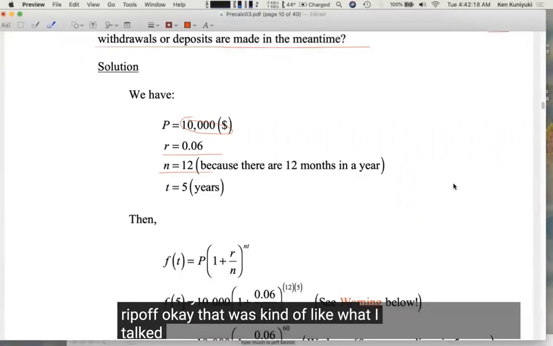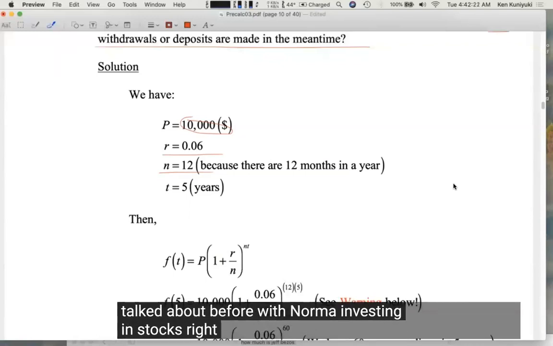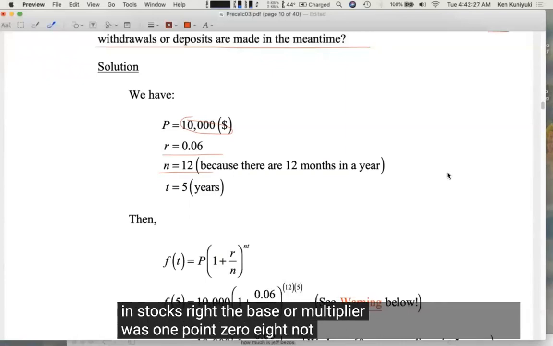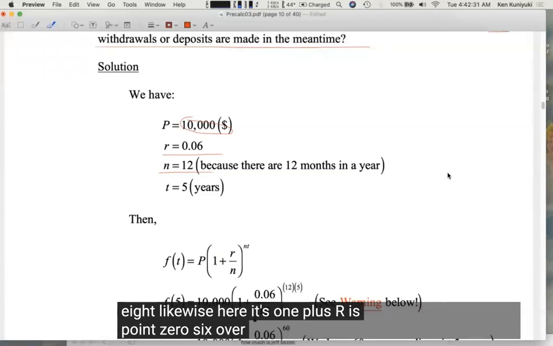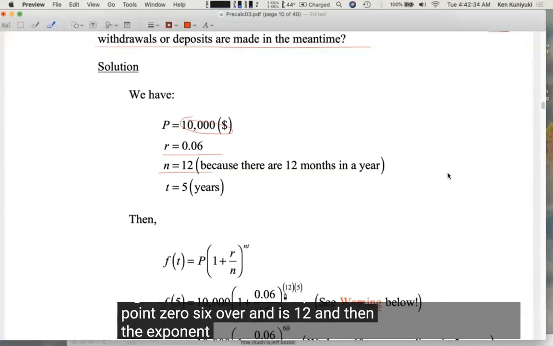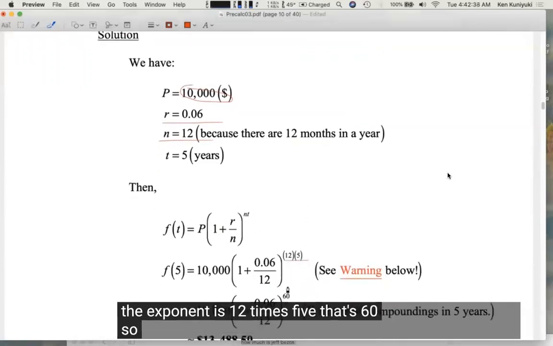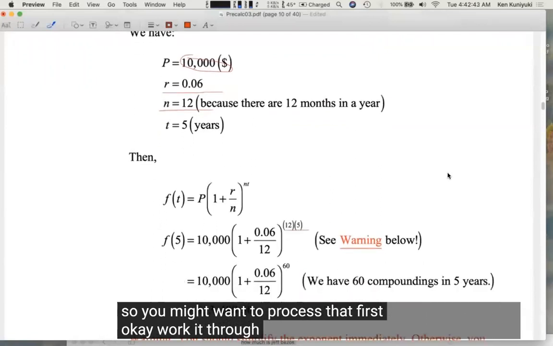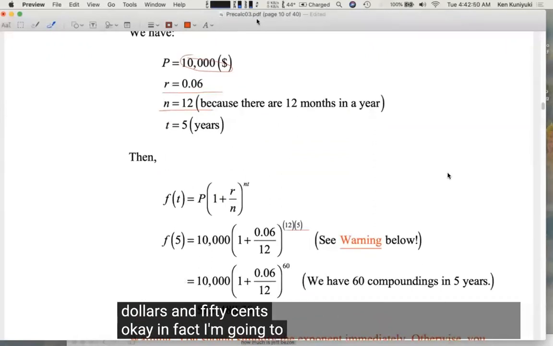That was kind of like what I talked about before with Norma investing in stocks, right? The base or multiplier was 1.08, not 0.08. Likewise here, it's 1 plus r, which is 0.06 over n, which is 12, and then the exponent is 12 times 5. That's 60. So you might want to process that first. Okay, work it through. About $13,488.50.